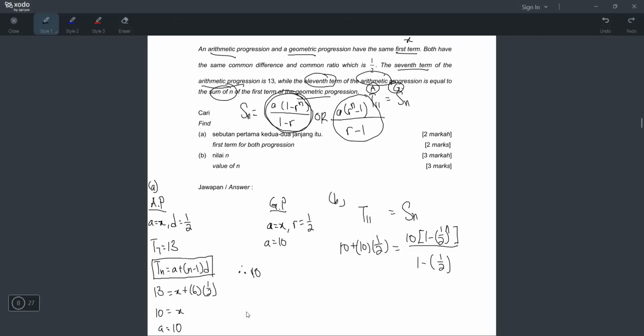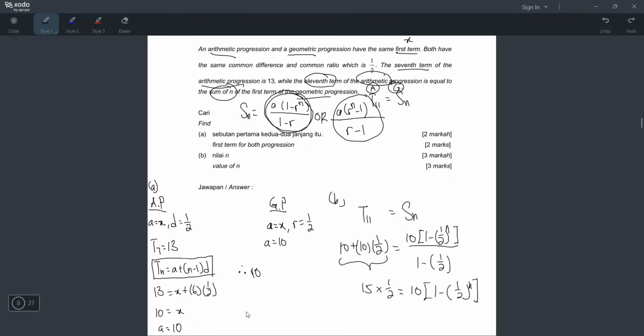Okay, 10 divided by 2 is 5. 5 plus 10 is 15. And then 1 minus 1/2 is 1/2. And then 1/2 becomes times here, right? And then equals 10, big bracket, 1 minus 1/2 power n. I hope it's not too fast, because 1 minus 1/2 is 1/2, right? So I just move it here, becomes times 2. And then the 15 comes from here, right? The 15 comes from here, right?